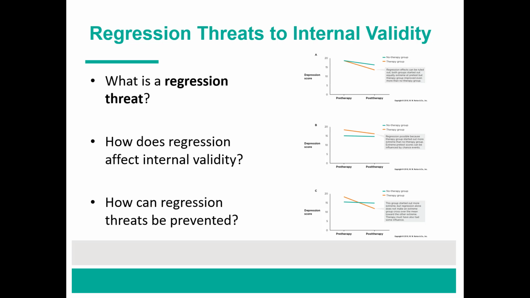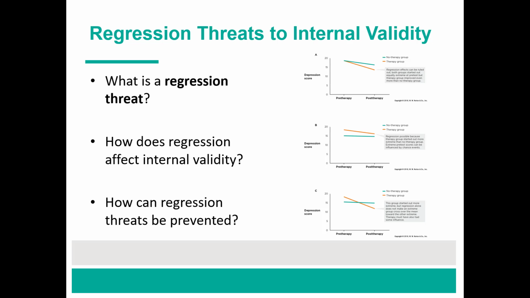If you look at the top graph, you can see that both groups had similar levels of depression at pretest, but the therapy group had lower levels of depression at post-test than the no therapy group. Regression can be ruled out, and we can conclude that therapy worked. The middle graph shows the possibility of a regression threat, because the two groups don't start out with equal depression scores at pretest. The therapy group is more depressed.